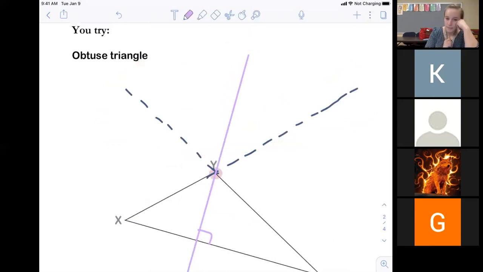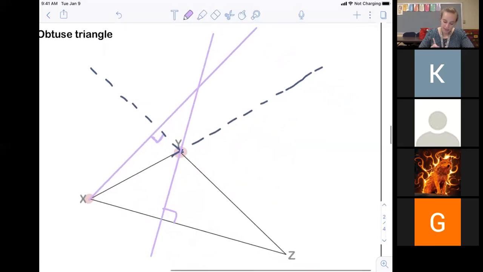When I draw my altitude from X, if I try to stay inside the triangle, there's no way those are right angles. So I have to go outside, outside, outside. It looks like right about here, I think. It's trying to tell me it's a right angle. I believe that.